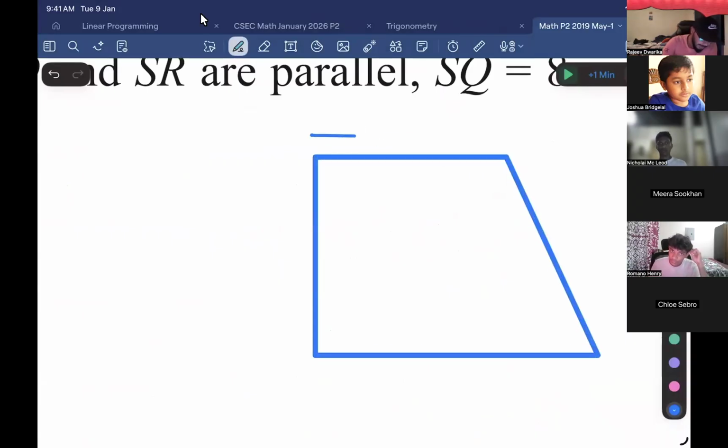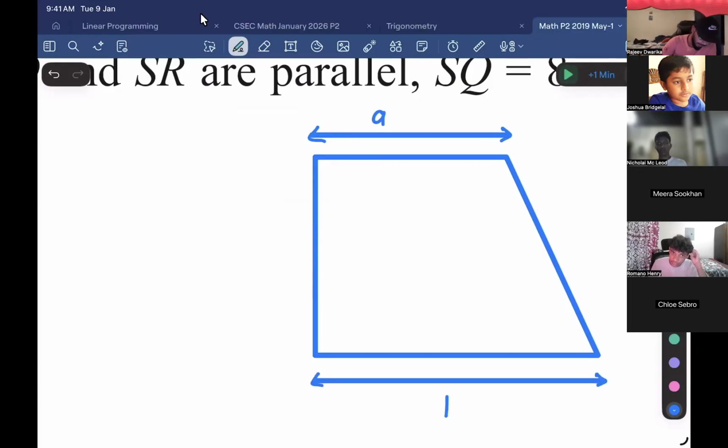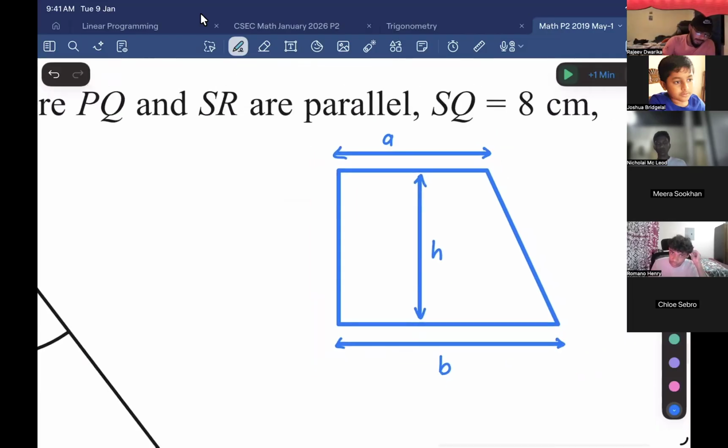You'll call this length A. You'll call this length A. What will we call this length? B, this length is B. And this length is what? H. If I have all of those dimensions, I could find the area, and the area would be given by a half, A plus B, times the height.